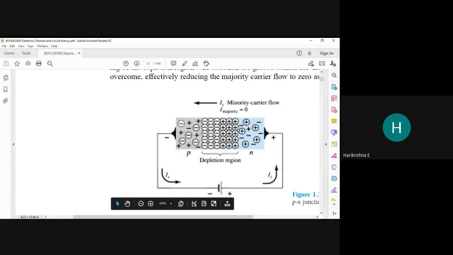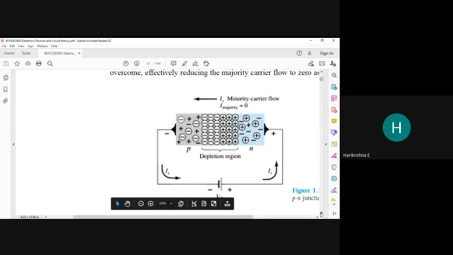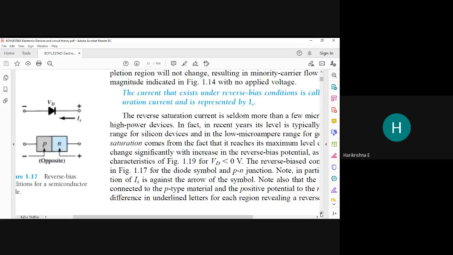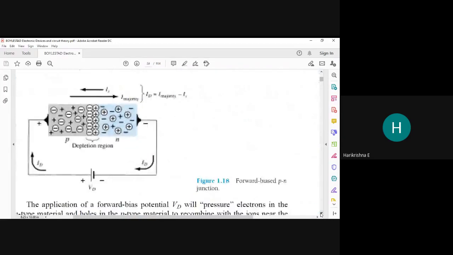Because the minority charge carriers are very few in number, the minority current will be very small, generally in the order of microamperes and nanoamperes. Very small value. The reverse will be the scenario for the forward bias condition. Here the p-type material is connected to the positive terminal of the battery, and the n-type terminal is connected to the negative terminal of the battery.